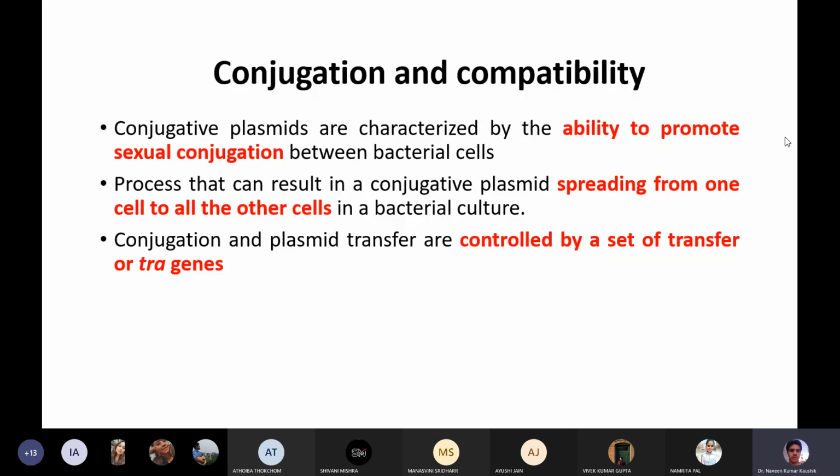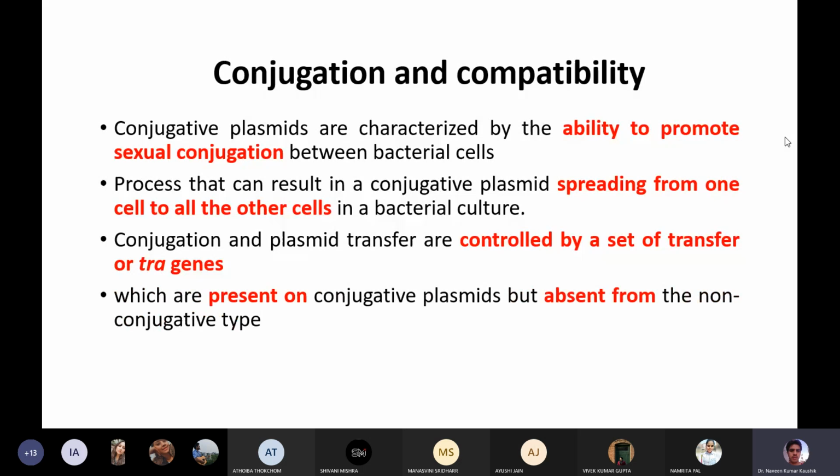Conjugative plasmid transfer is controlled by a set of genes called the tra genes. The tra genes play a role in the transfer of genes from one cell to another cell, and they are present on the conjugative plasmid but absent from the non-conjugative type. So this tra gene is present if the plasmid is conjugative. If you remove the tra gene, then the plasmid becomes non-conjugative.